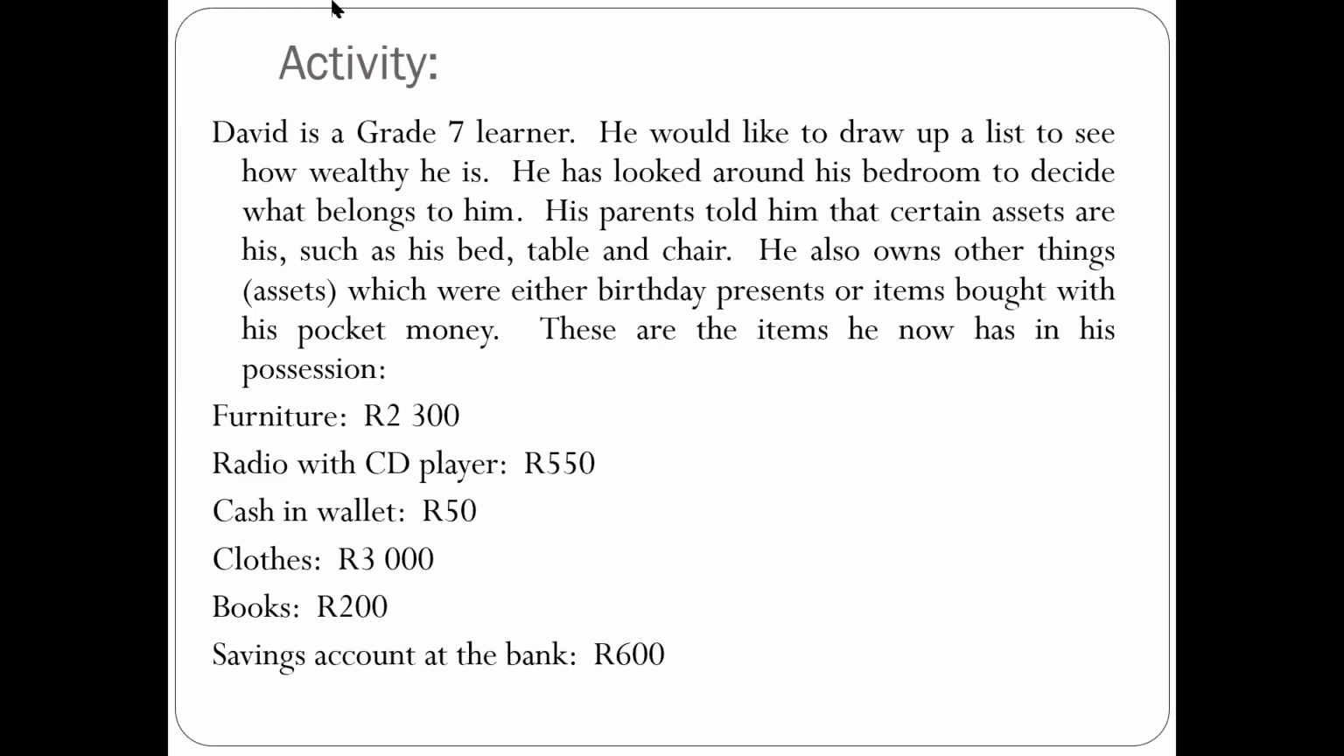Right, now they give you an indication of what is in his room. Furniture, which means his bed and the chair and the table and so on, has a value of 2,300 Rand. Then there's a radio with a CD player with a value of 550 Rand. There is some cash in his wallet, not a lot, only 50 Rand. Then he has clothes of a value of 3,000 Rand, and also books with a value of 200 Rand. And then they say in his savings account in the bank, he has 600 Rand.